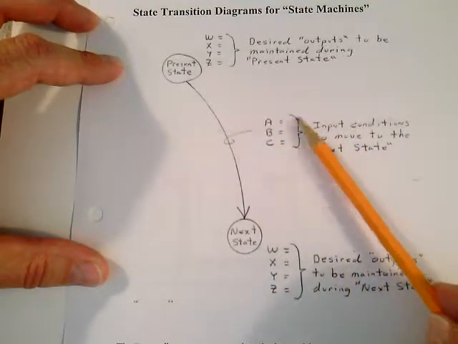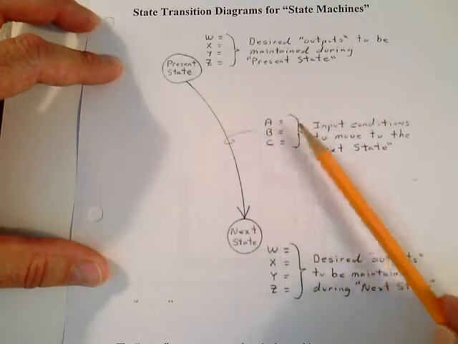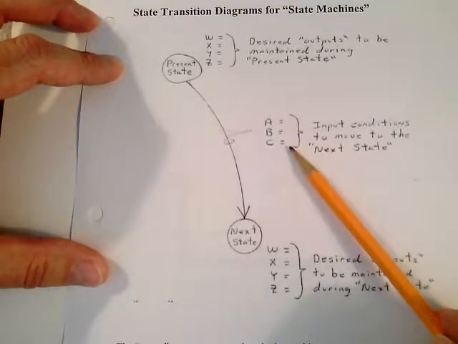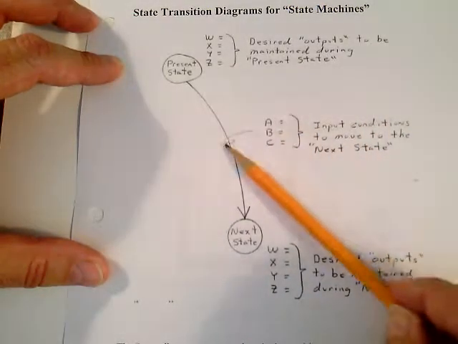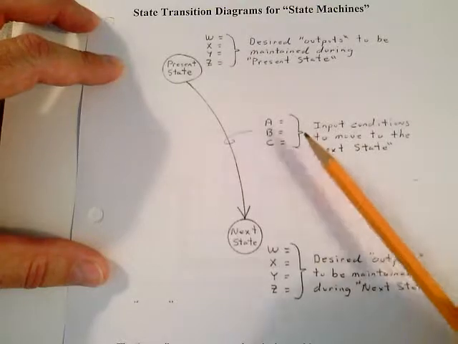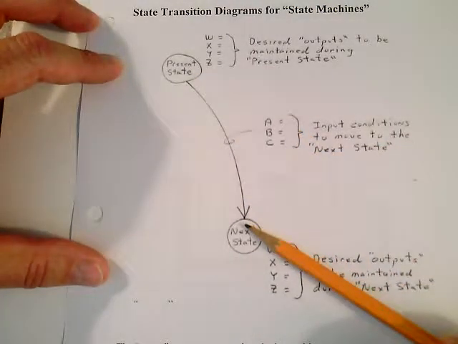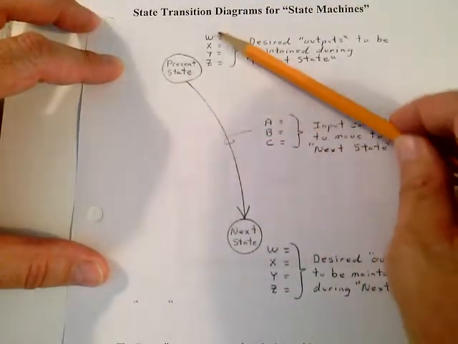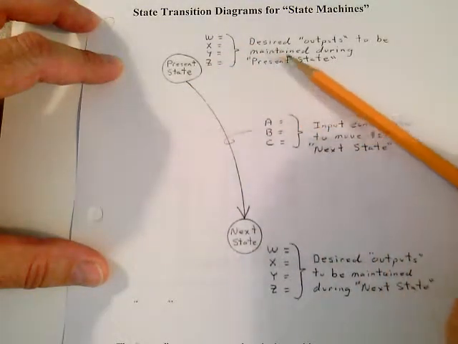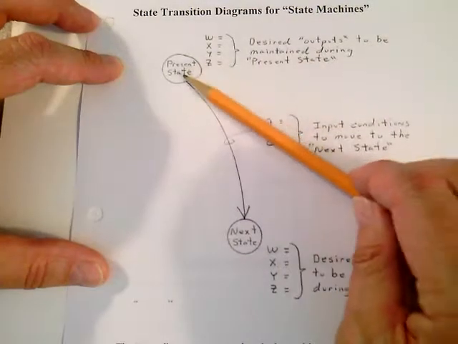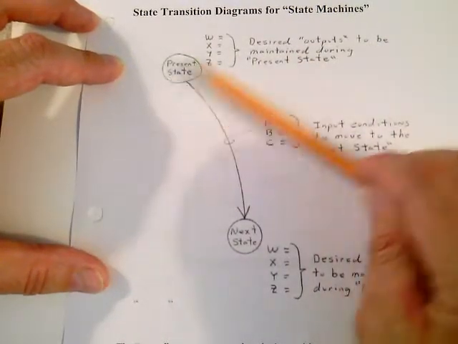If A equals 1, B equals 1, and C equals 0, or something. So right in the middle of this arrow, you're going to have your input conditions that will allow you to move from here to here. You'll see this in a minute. Once you see it, it's no problem. And then once you get into a state, these are your output conditions. These are your desired outputs to be maintained while you're in this state.